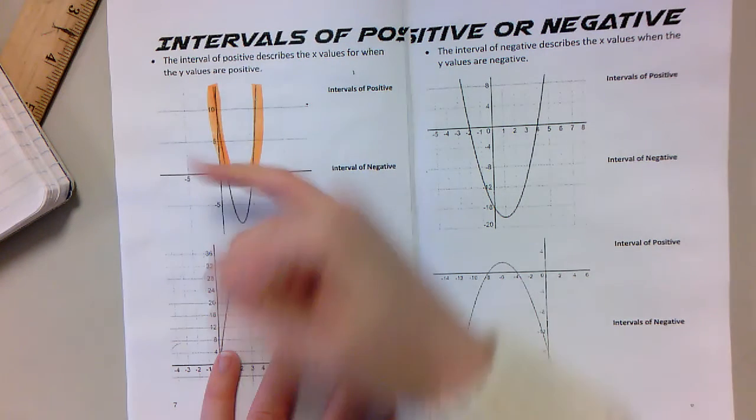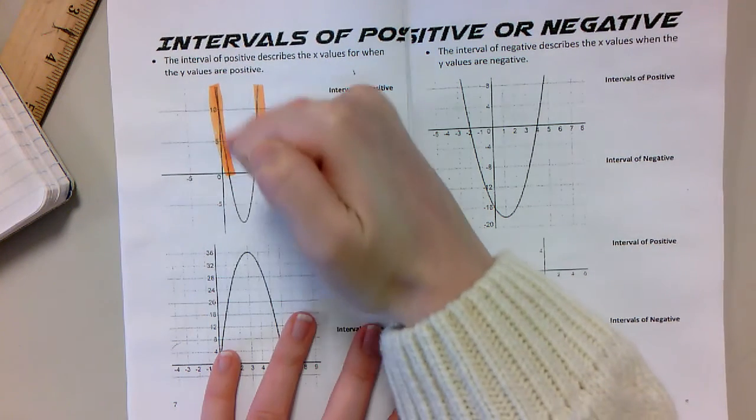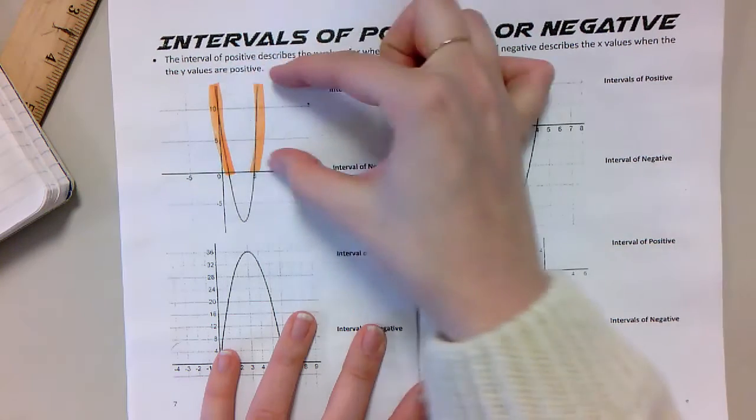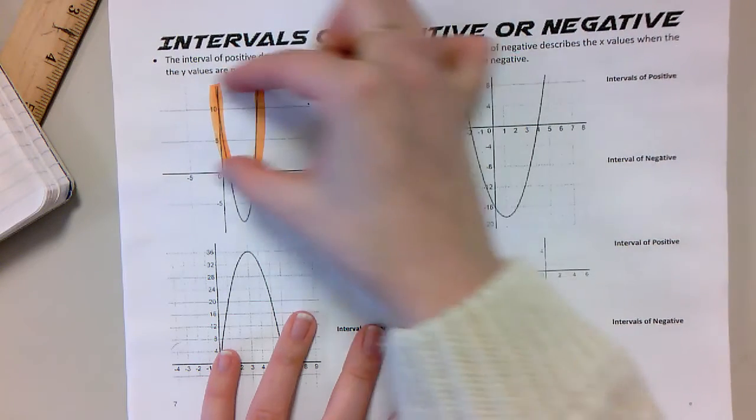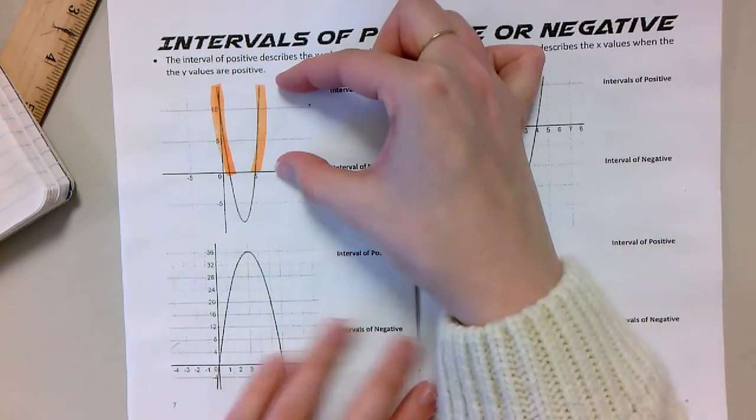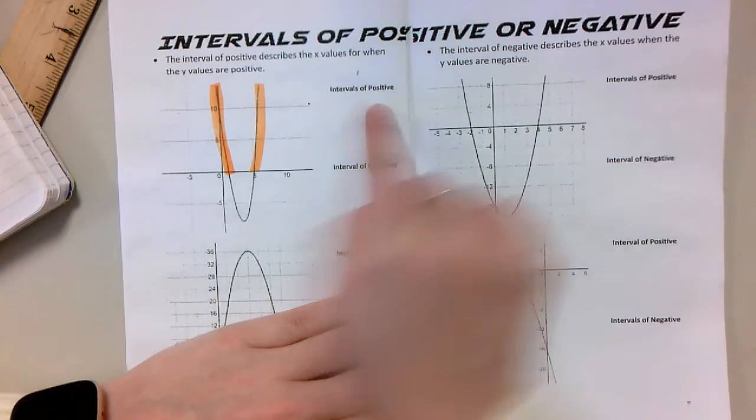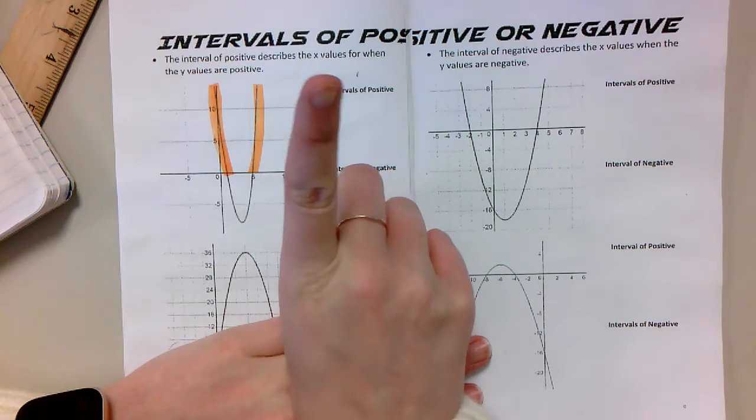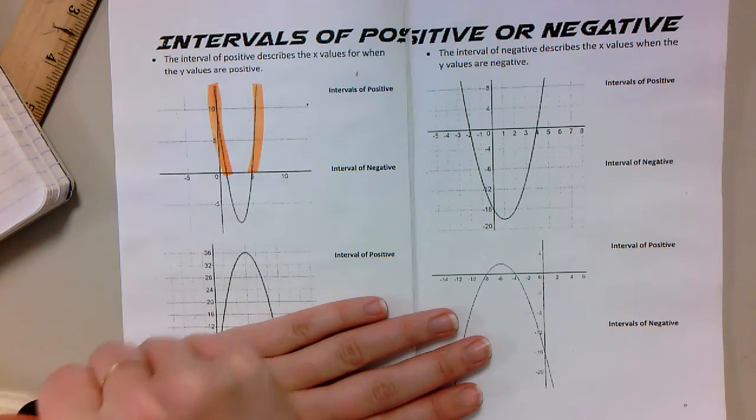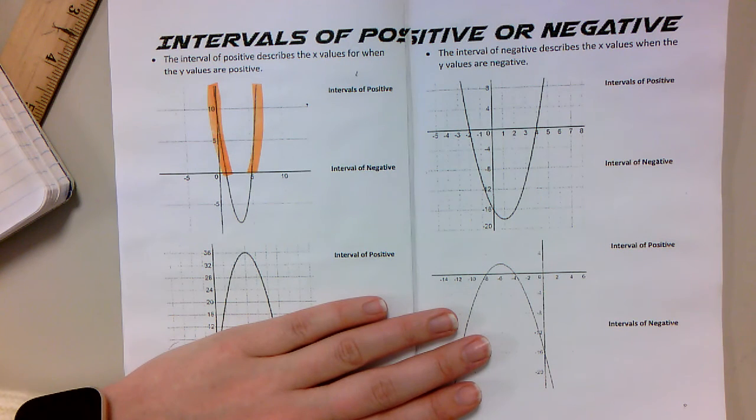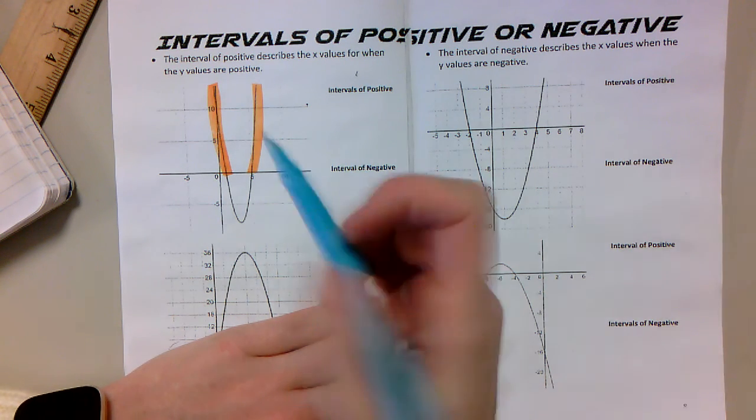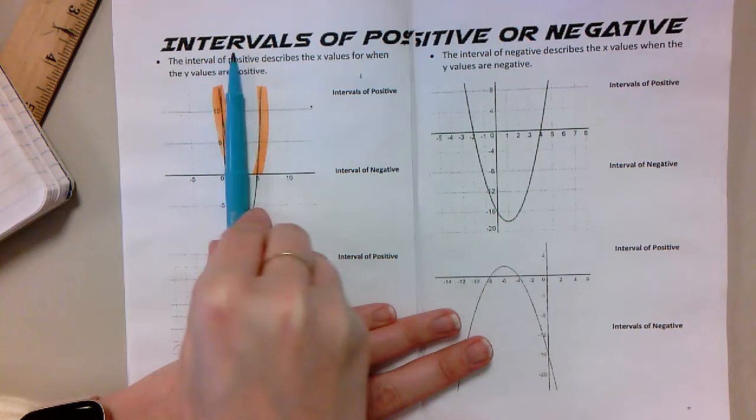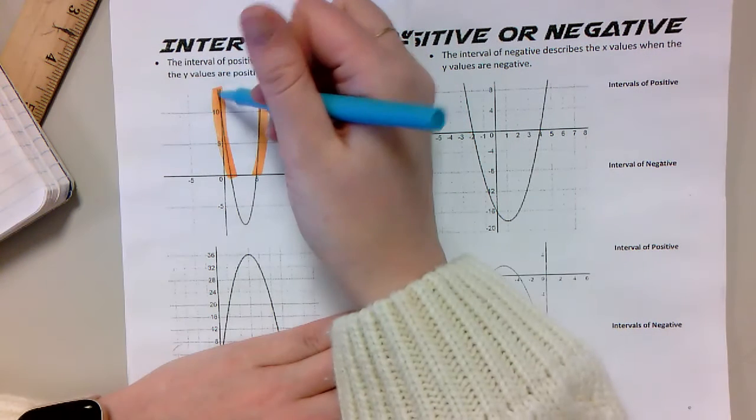Those are up here. We're not talking about decreasing or increasing. We're talking about the y values being positive. So right here is an interval of positive y values. And so the interval of positive, if we are looking based on the y-axis but notating based on the x-axis, we're going to say, okay, well, this little tiny sliver based on the x-axis.